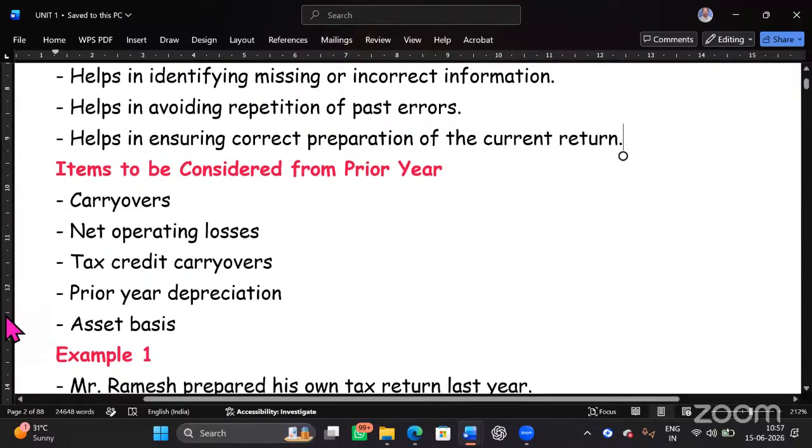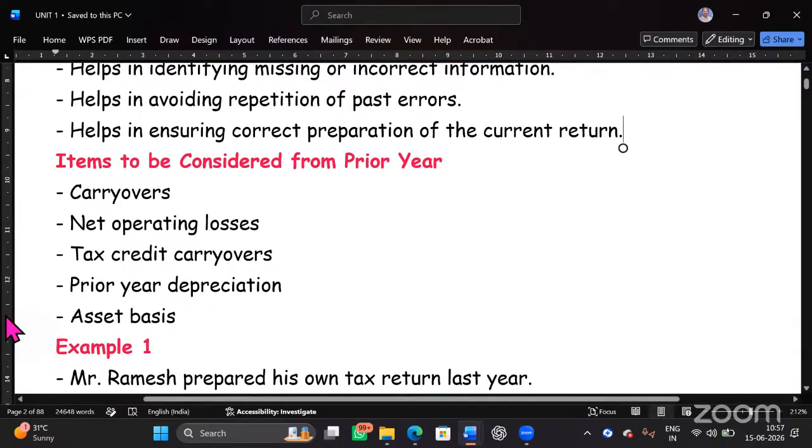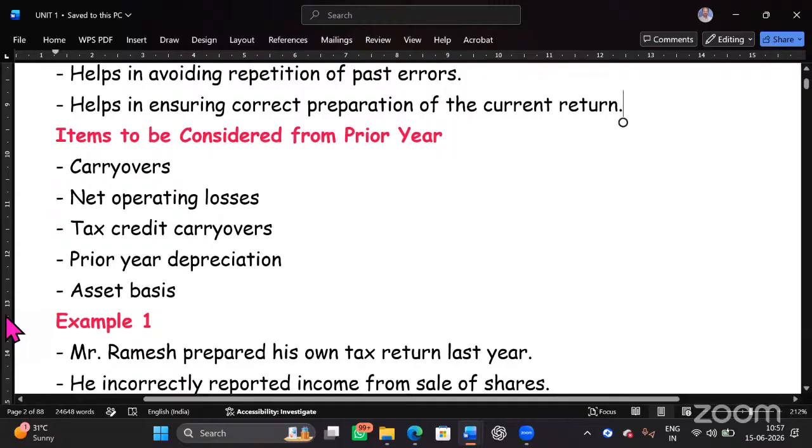What information is to be verified that belongs to last year returns? In this, we have the carryovers, net operating loss, net tax credit carryovers, prior year depreciation, asset basis. These are the important areas. What is this information? What is asset basis? What is the prior year depreciation? I am asking you to read these words. We can't understand these words at this point.